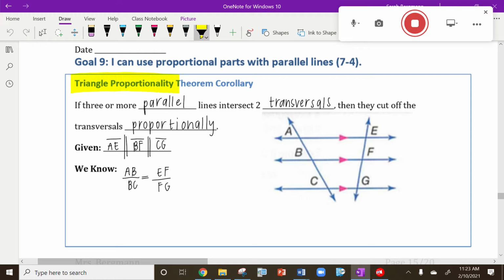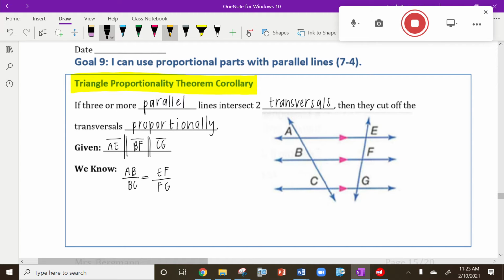First, we are going to talk about the triangle proportionality theorem. A corollary of this, that means something that comes from the triangle proportionality theorem, says that if three or more parallel lines intersect two transversals, then they cut off the transversals proportionally.